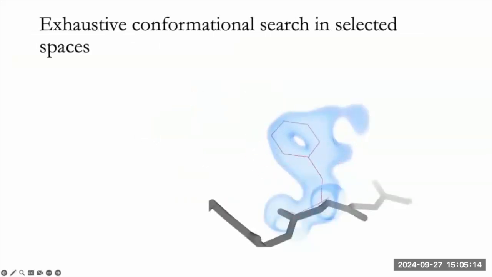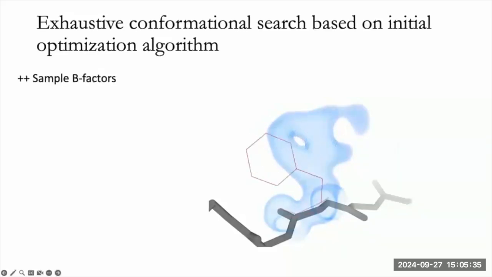And then we go back, based off of our initial sampling, and we do a really exhaustive conformational search in selected spaces where the density is pointing us. This search is amino acid by amino acid, or a collection of amino acids? No, we first do amino acid by amino acid. In this step, we also sample B factors in this smaller set.